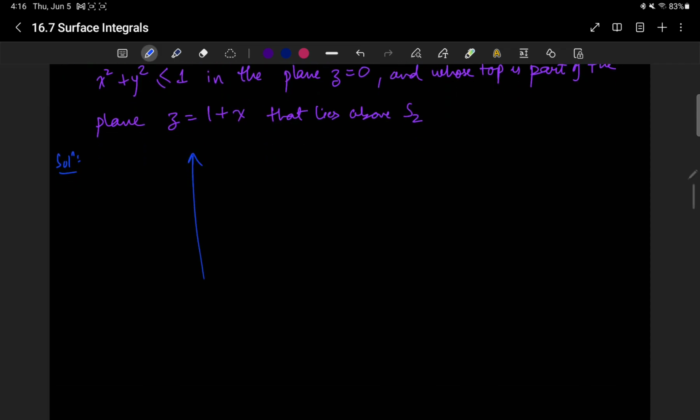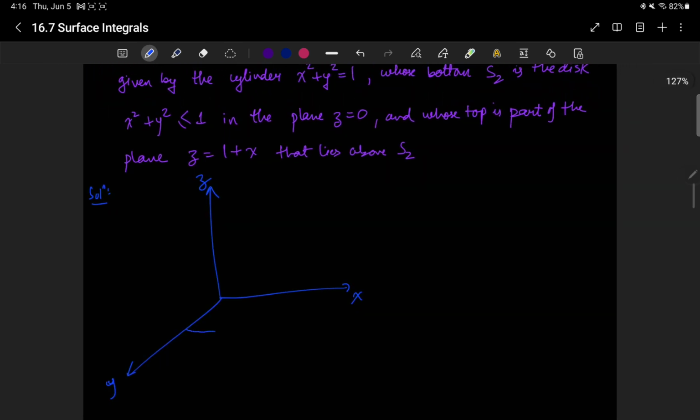Let's draw this. So the bottom part is easy. The bottom is a circle x squared plus y squared less than or equal to 1, a disk, which means it's solid. So let's fill it in. But the top part is getting cut by 1 plus x, right? 1 plus x, which makes it this sort of ellipse over here, and then the rest is a cylinder.